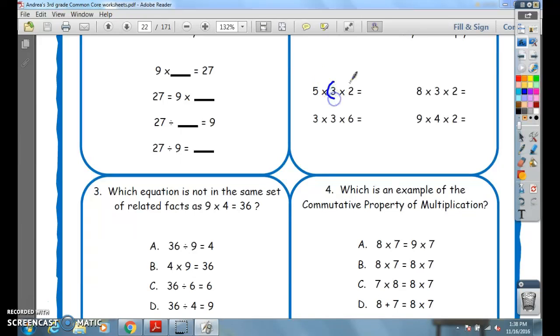Or, if I didn't want to do it that way, I could do 3 times 2, which is 6, then times 5. 5 times 6 equals 30. So it didn't matter which way I did it. To me, 3 times 2 is a lot easier than 5 times 3 and then times 2. So you have to pick the best or easiest way to solve, and that's associative property.